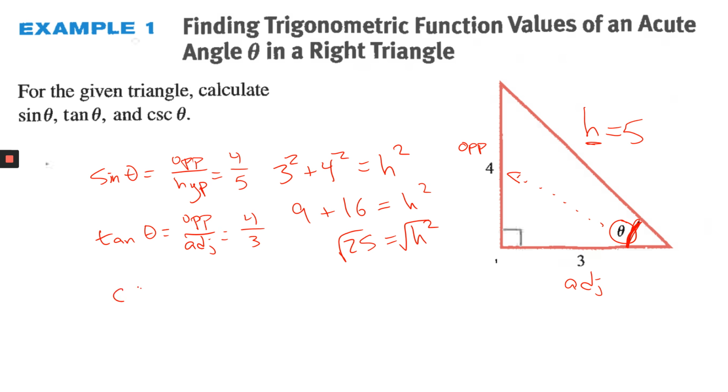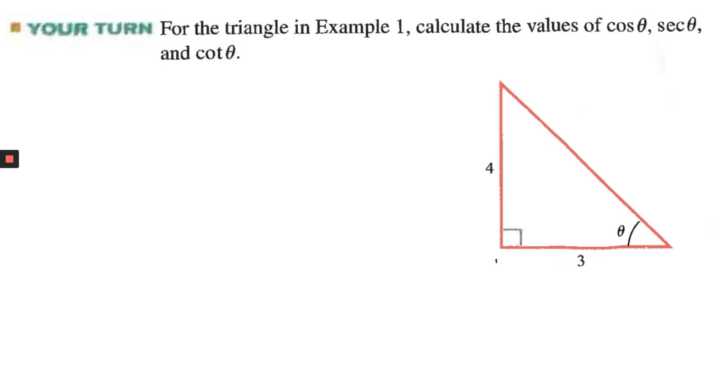And what about our cosecant? Well, cosecant is the flip of sine. Since we already know that sine is 4 over 5, then the cosecant is 5 over 4. All right, give it a shot to figure this out for cosine, secant, and cotangent.